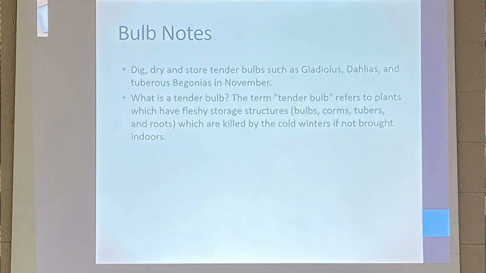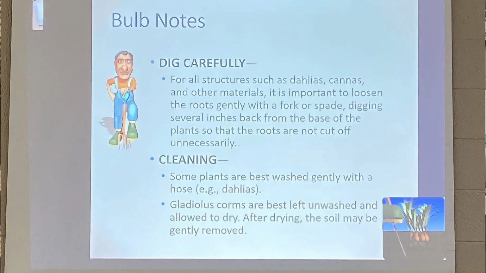Bulb notes. So dig, dry, and store tender bulbs such as gladiolas, dahlias, and tuberous begonias in November. What is a tender bulb? The term tender bulb refers to plants which have fleshy storage structures, bulbs, corms, tubers, and roots, which are killed by cold winters if not brought indoors. So we need to dig carefully.